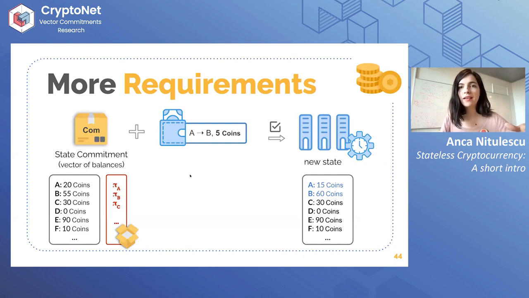So as we said, after the transactions happen, we have to update to a new state. And update to a new state means that we need to do a new commitment to a new list of balances because the list has changed. But as you can see, the list changes only in a few positions after one transaction, only in two positions here. So we can do better.